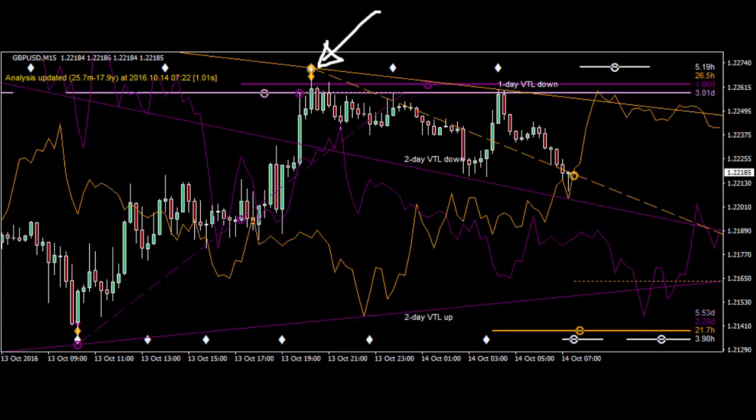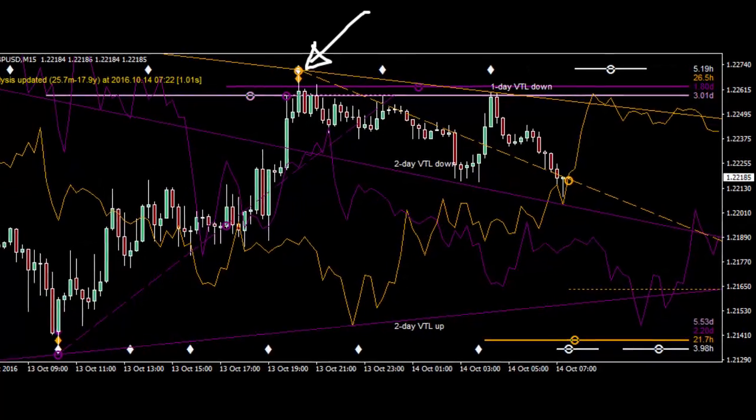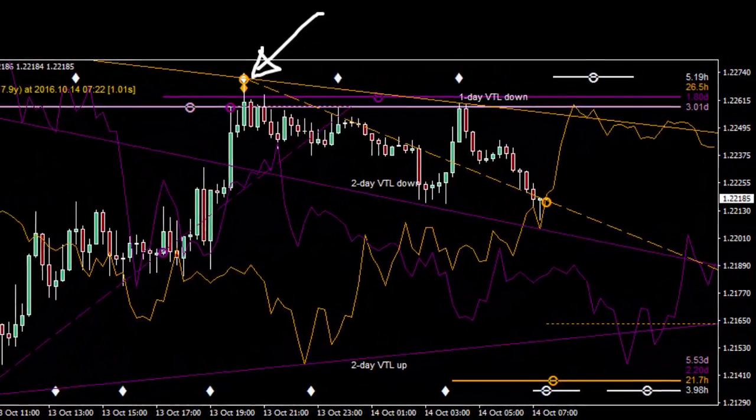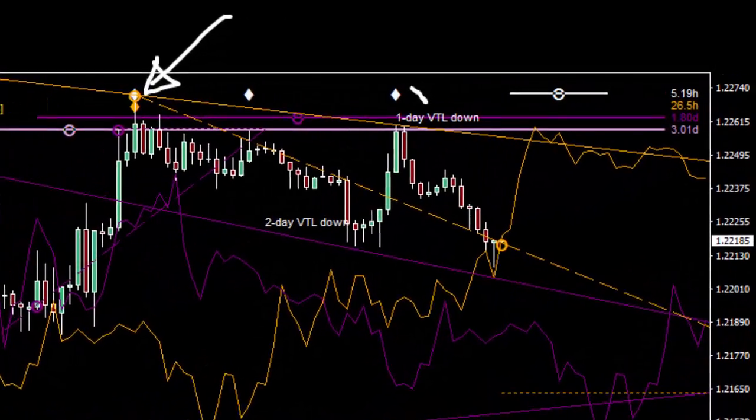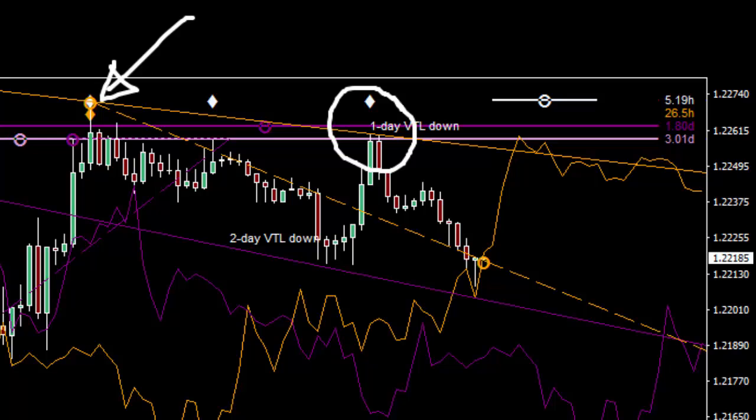The story has continued evolving. Price has come down, and look at how it came up during the night and just tapped that 1-day downward VTL. Absolutely perfectly tapped it. That's a really fantastic example of how price will come back to these lines, FLD lines and VTL lines. It'll just tap them and then it'll carry on moving down.